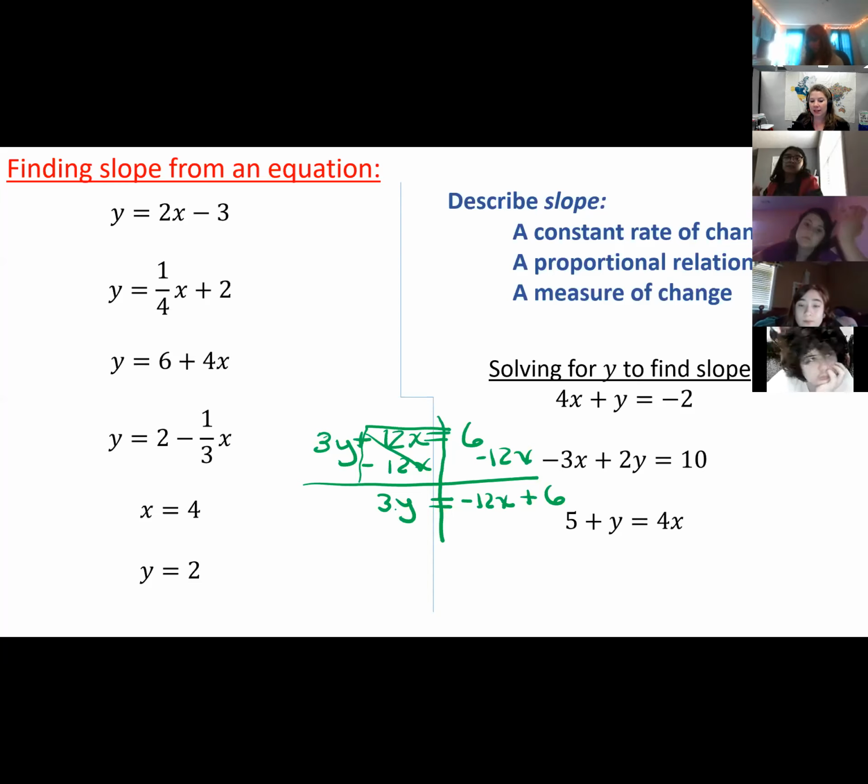I'm going to divide by 3. If they're stuck together, that means it's being multiplied. We're going to do the opposite. So we're going to pull them apart. We're going to divide every single term. When you divide, guys, you divide every single term by the digit. Okay.